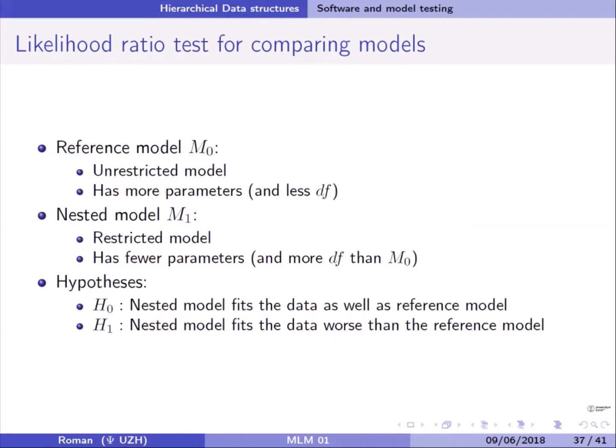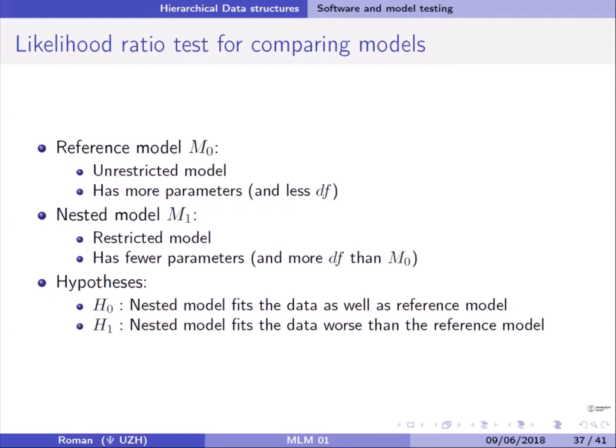So our reference model will be considered M0. In the top-down procedure, this is the unrestricted model. This will have all of the random and fixed effects. It has more parameters, so it is less parsimonious. We will have a nested model, M1. A model is nested within another model if it has all of the same effects with less. So it will have at least one less variable in the model, or one less parameter, like a random slope or intercept. So it will always have fewer parameters, and it must be nested. We cannot introduce a new variable into M1.